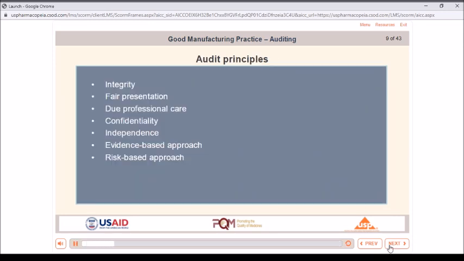Audit principles: integrity, fair presentation, due professional care, confidentiality, independence, evidence-based approach, risk-based approach.